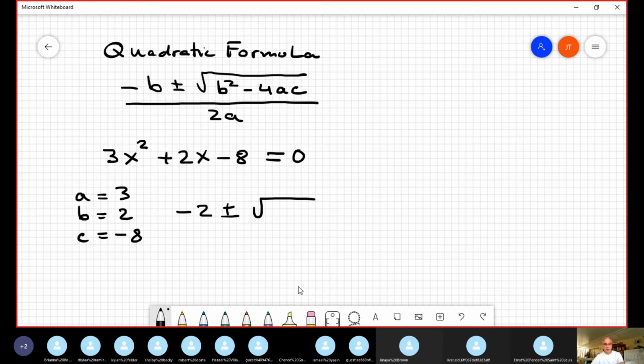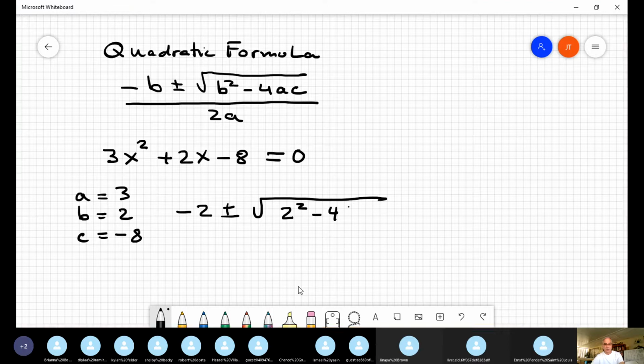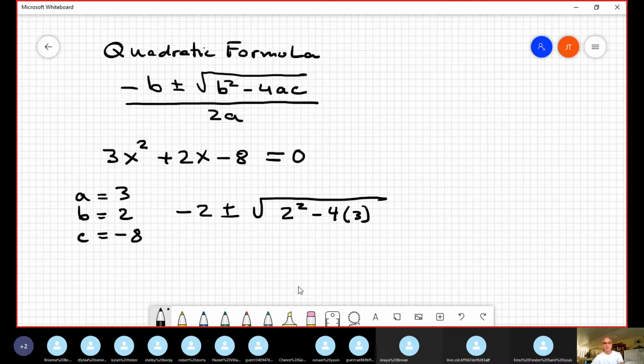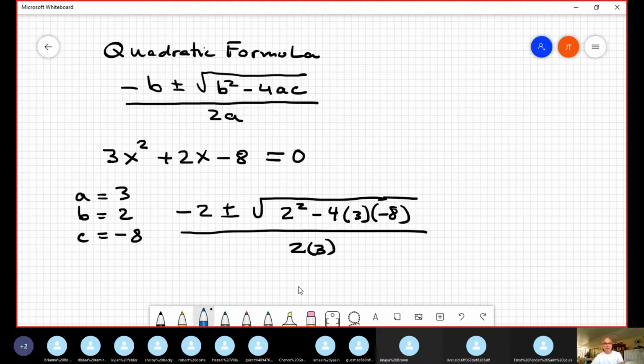plus or minus the square root of 2 squared minus 4 multiplied by 3, which is A, multiplied by negative 8, which is C. Everything divided by 2 times 3. And remember, the first thing you should do is compute the expression inside the radical, according to the order of operations. It's a 4. And be careful with the sign. Double minus becomes positive.